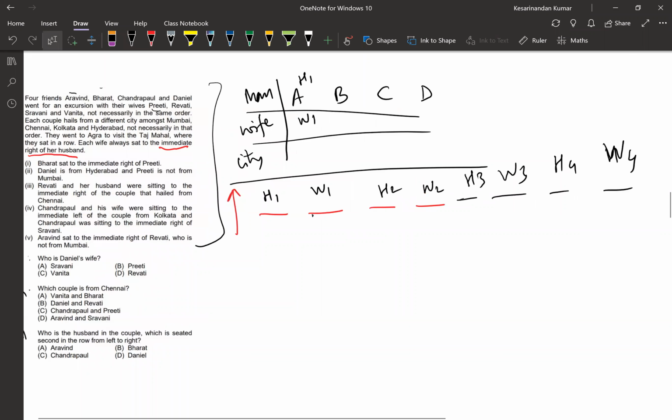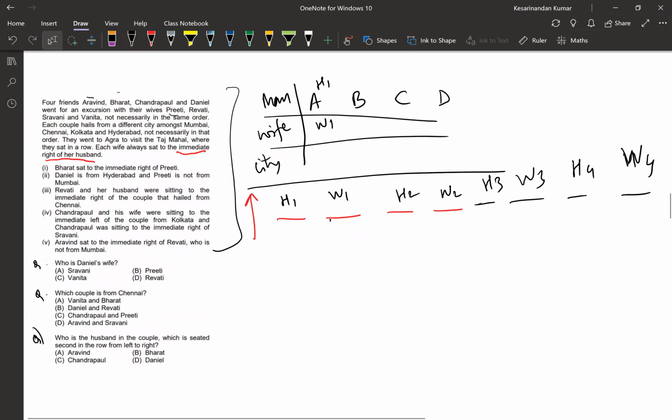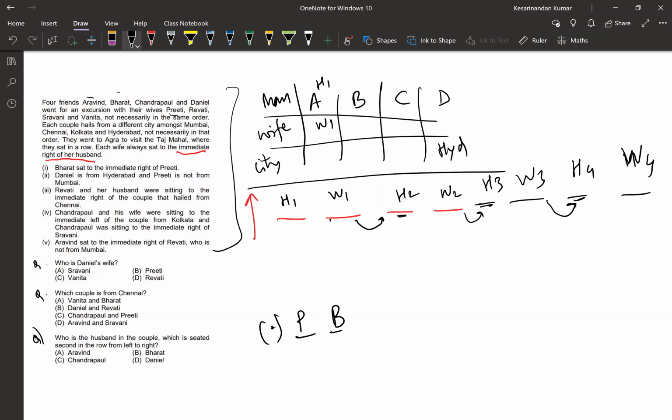This point is clear, guys? Till here? Okay. Now, Bharat sat to the immediate right of Preeti. Now you can see husband 2 is sitting to the immediate right of wife 1, husband 3 here, and husband 4 immediate right. Now Bharat sat to the immediate right of Preeti. Okay. So let's have it that way. This is one scenario we have been given. Daniel is from Hyderabad. Okay, so Daniel we have from Hyderabad. And Preeti, we know, is not from Mumbai. Fine.